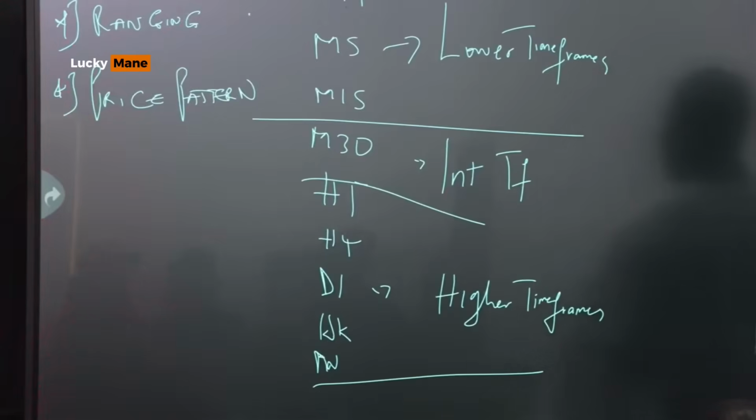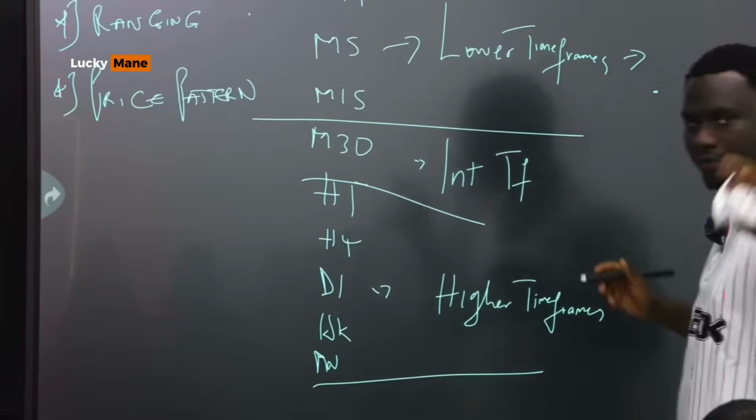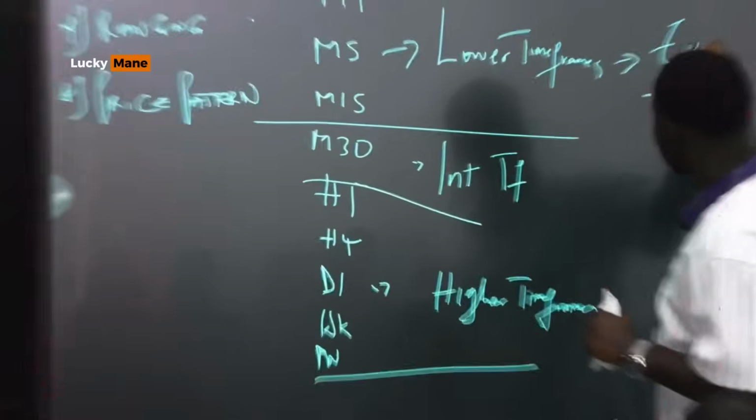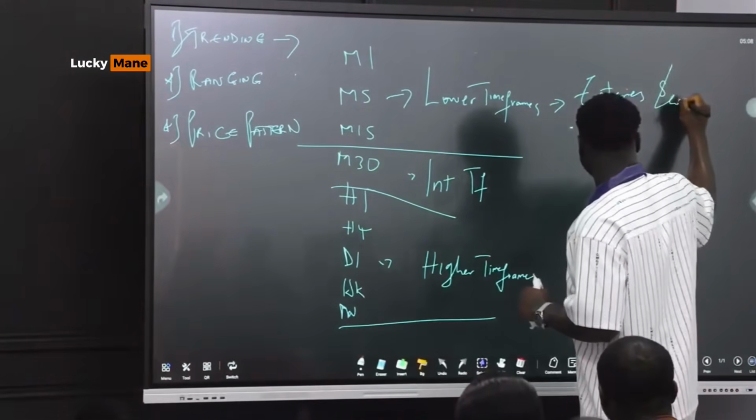Now, each of these classifications has its own uses. That's why you need to really understand the classifications itself. So for the lower time frame, M1, M5, M15, the lower time frame is used in getting entries and confirmations. I'm going to explain it further.